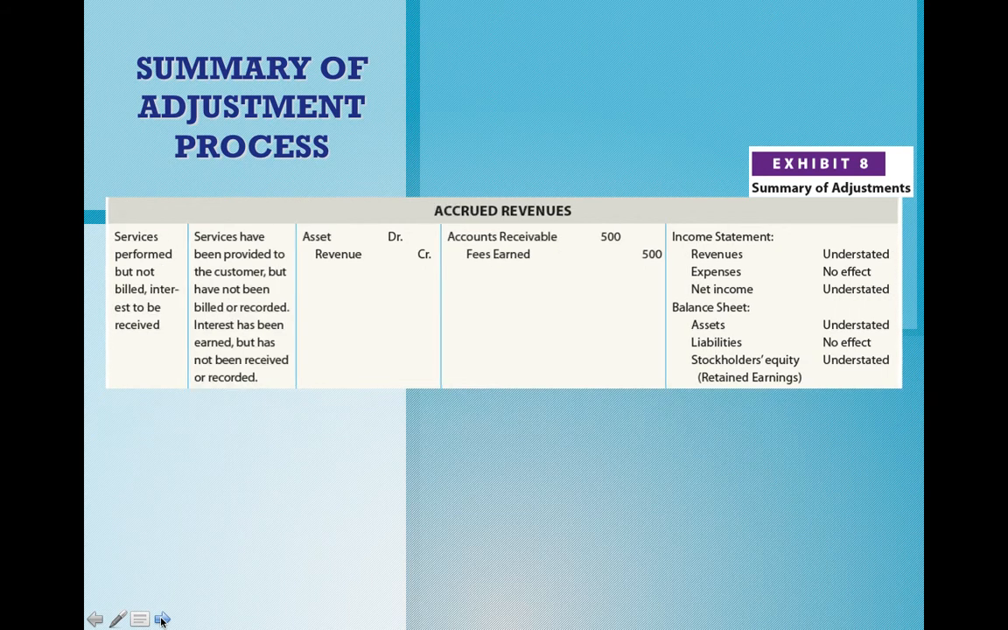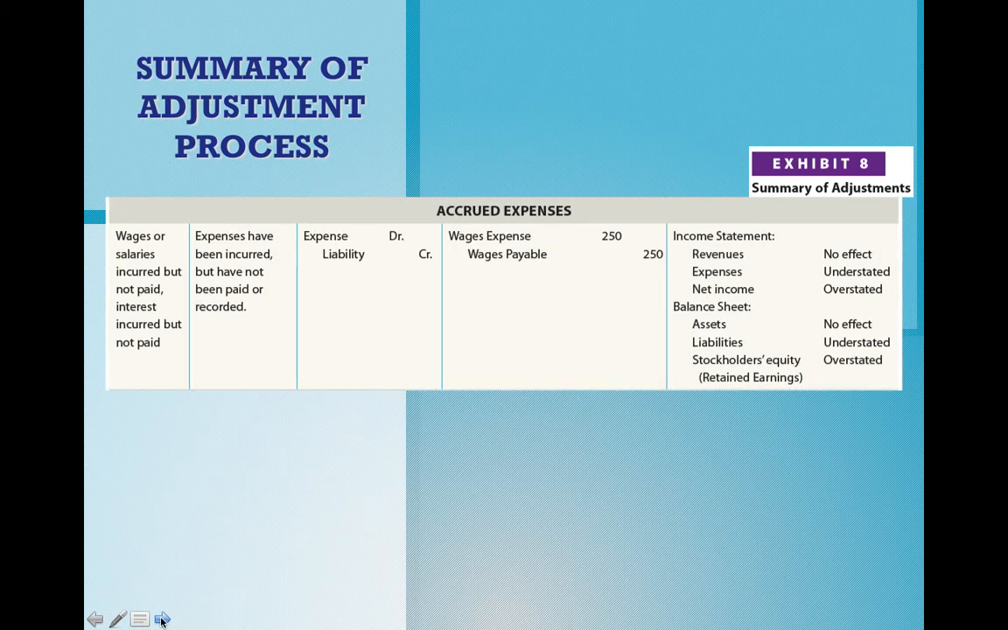Accrued revenues. We've earned revenue. We've delivered goods or services to a customer. We just haven't billed them yet. So we get to the end of the month and we've done some work for a customer but have never billed them. And so we make this entry just to make sure we record those revenues in the proper accounting period.